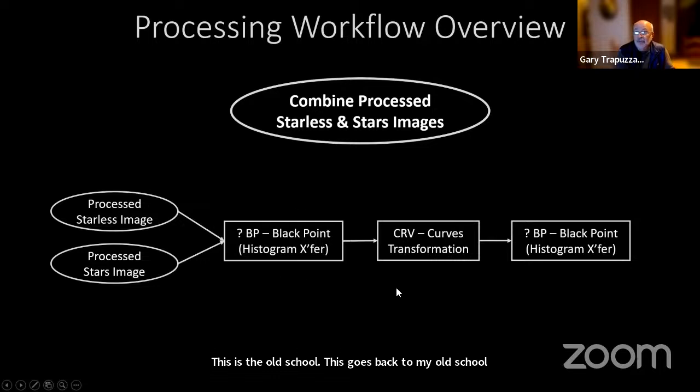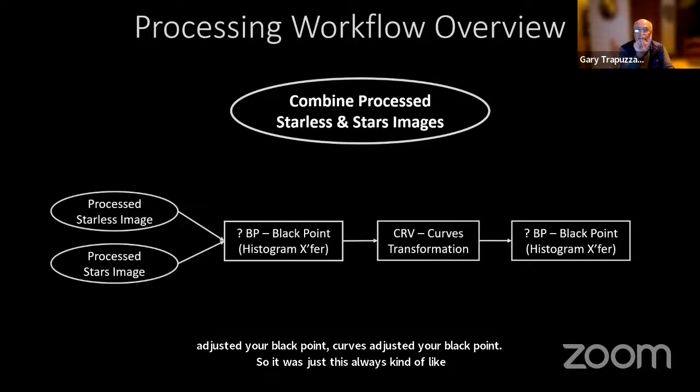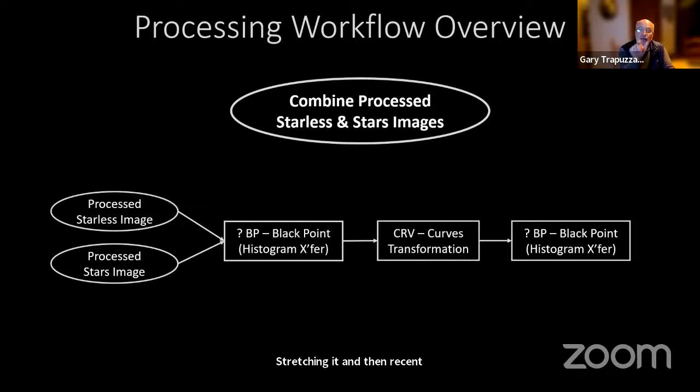In Photoshop, when you stretched an image, you did a histogram transformation, you did curves, you adjusted your black point, you went back and did a histogram, curves, adjusted your black point, curves, adjusted your black point, curves. So it was always stretching it and then readjusting so that the bulk of that data is still in the left side of the histogram, like the lower, say, 25% of the histogram or 40% of the histogram.